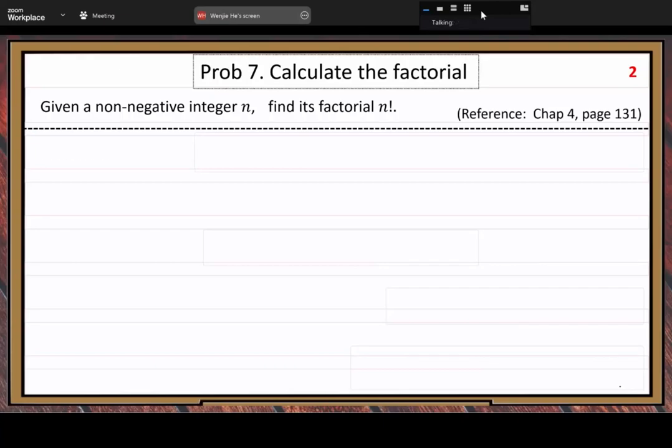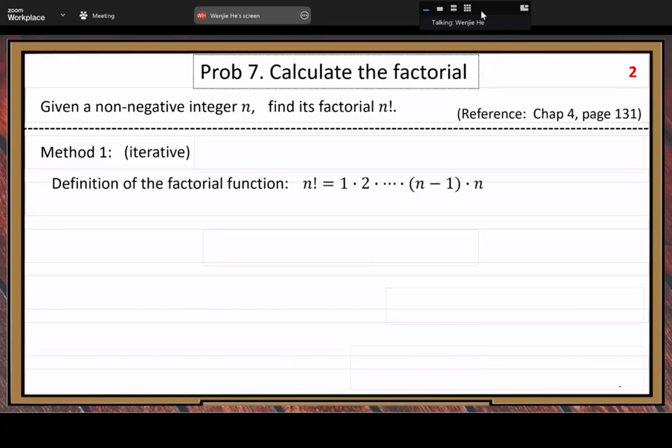Method 1, the iterative way. We just base it on the definition of factorial, so we use a simple for loop. But when we apply a for loop, we need an initial value. So we need an initial value in our for loop. Here, this is our initial value: 0 factorial equals 1.